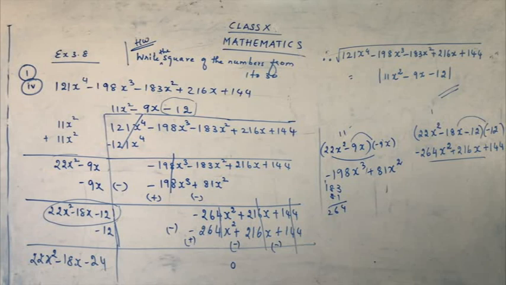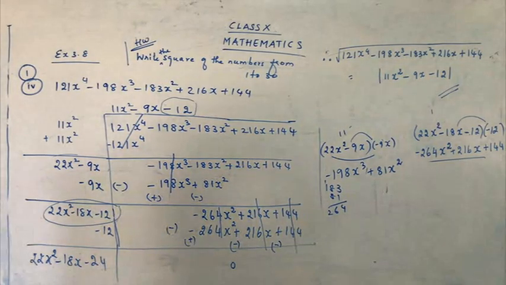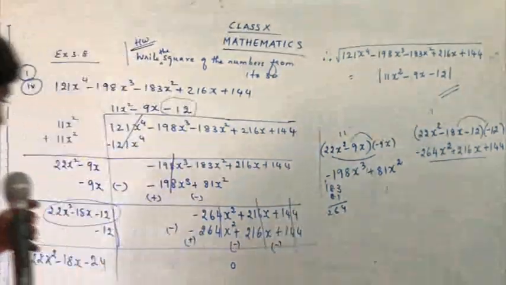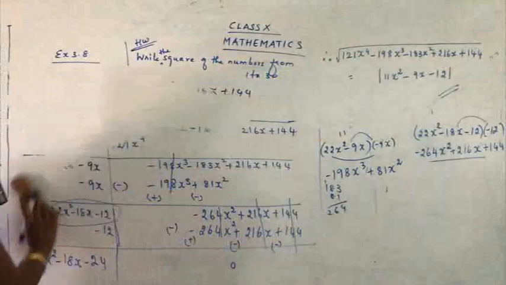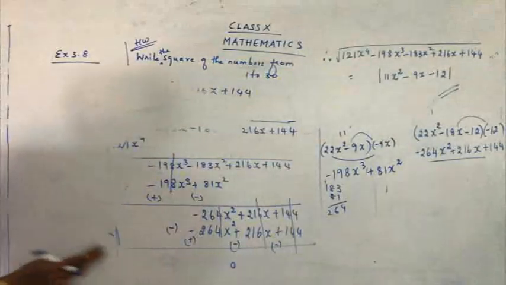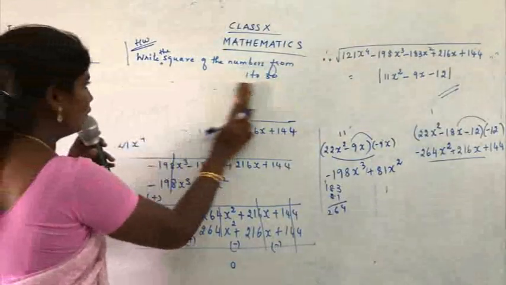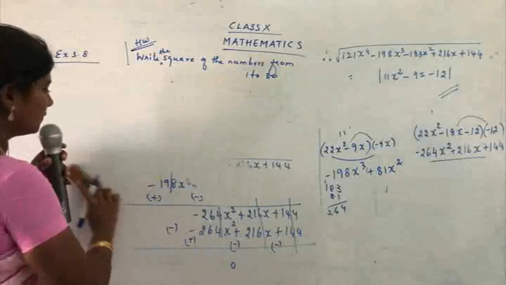Okay, let's start. Have you taken down the question, children? I'll rub out. So, homework. I hope you have taken down the homework. Do not say that you did not see the homework. I have already clearly written the homework here. So just write down the homework properly.